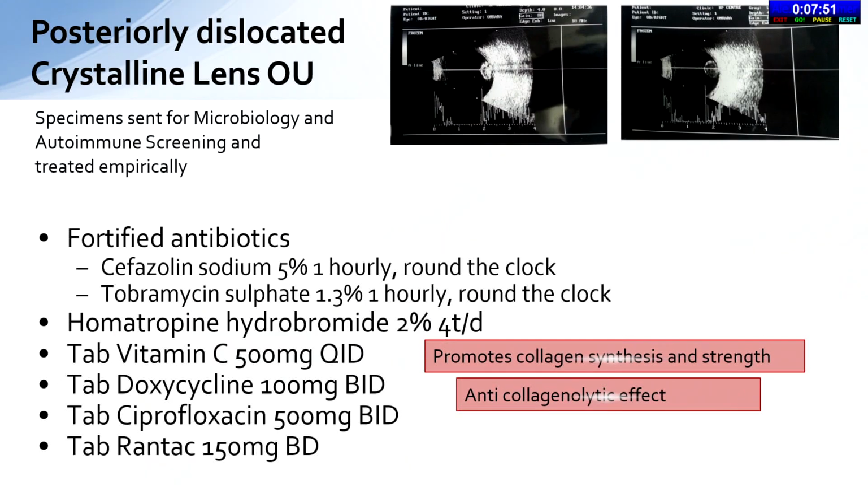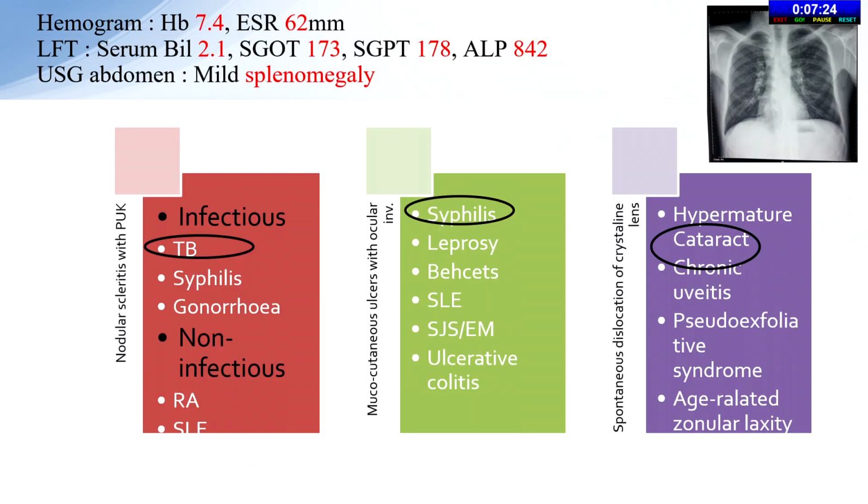With all this background, and of course the pupils were not dilating, one couldn't visualize the posterior segment easily, but there were posteriorly dislocated crystalline lenses. Specimens were sent for microbiology and autoimmune screening. He was treated empirically. Started with fortified antibiotics and homatropine, vitamin C, doxycycline, ciprofloxacin, and ranitidine. As I explained, the rationale for doxycycline.